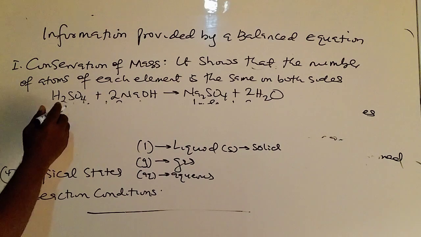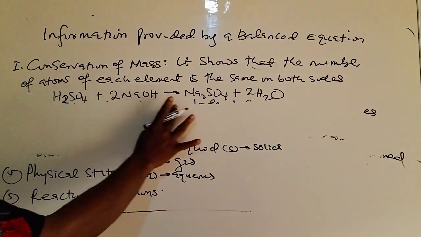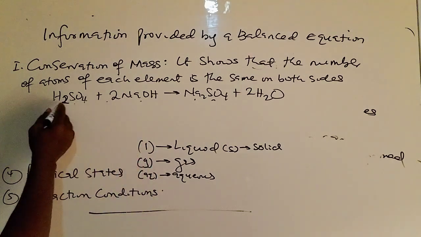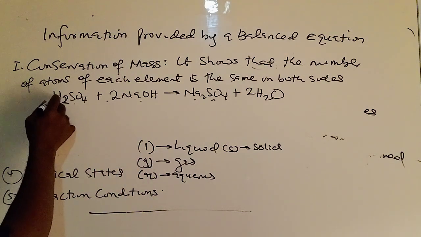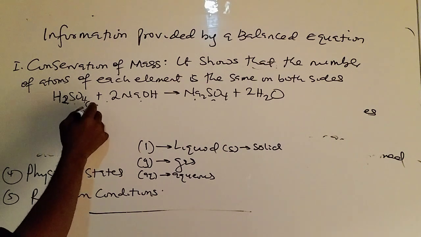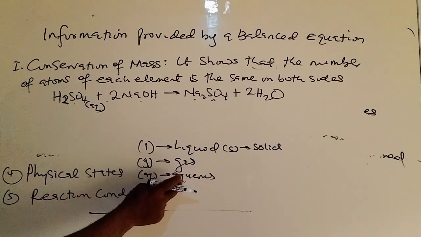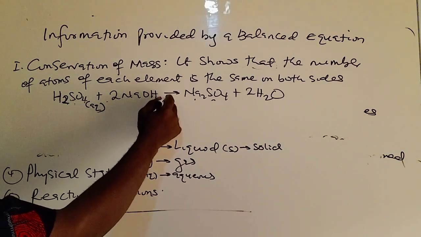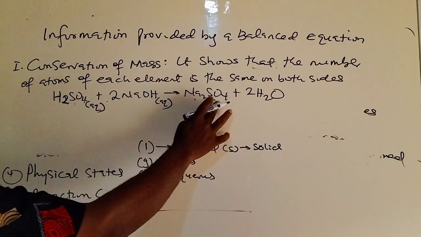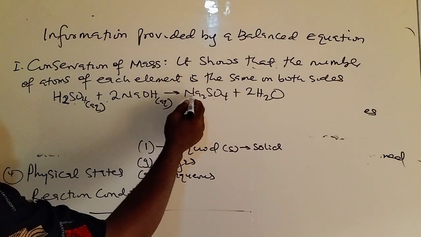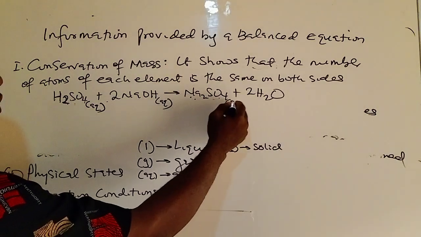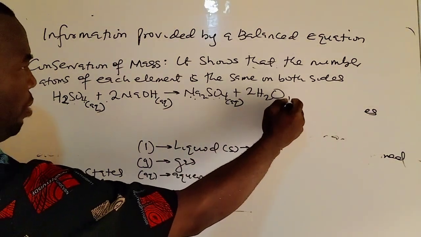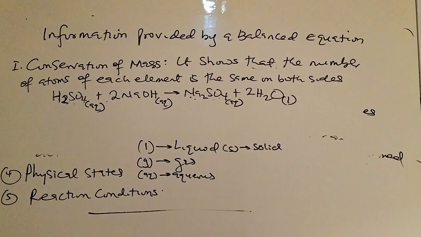For instance, in this one on the board, I can put this example. This is an acid. An acid is always soluble in water, so I'll put AQ meaning aqueous. This is a base, an alkali, and alkalis are soluble in water. I put AQ meaning it dissolves inside water. This is a sodium salt. Sodium salts are normally soluble in water. I put AQ meaning aqueous. This is water. I put L meaning liquid. So you can see that.